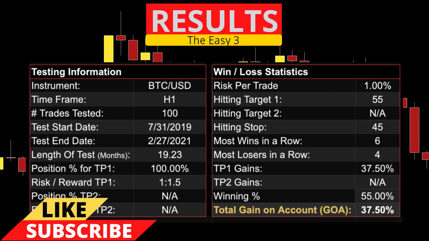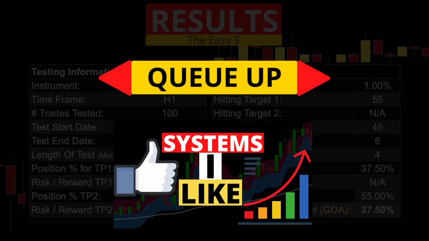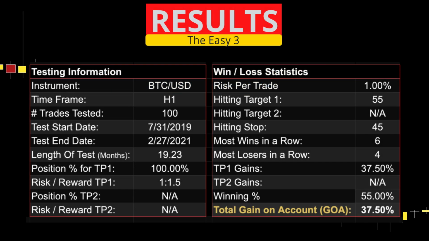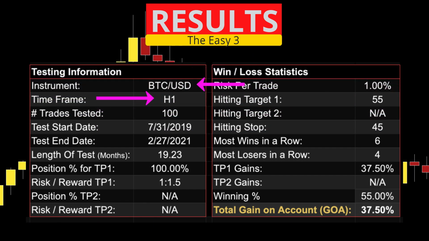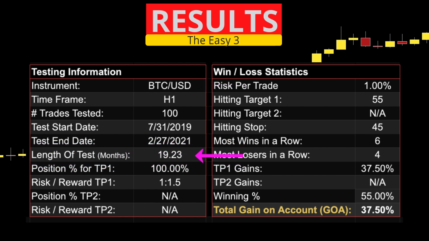Remember, this is just 100 tests on one instrument. This is a particularly subjective strategy because there are widely varying opinions on how to draw trend lines. That being said, take these results with less veracity than most. This test was done on Bitcoin versus the US dollar, 1 hour candles. It took a little more than 19 months to find the 100 trades.